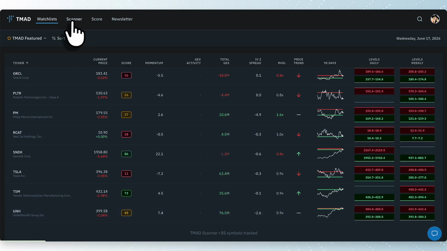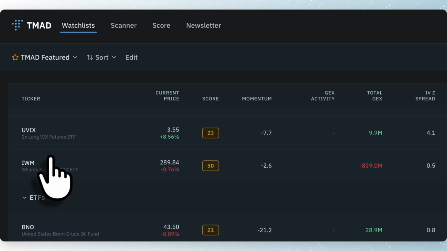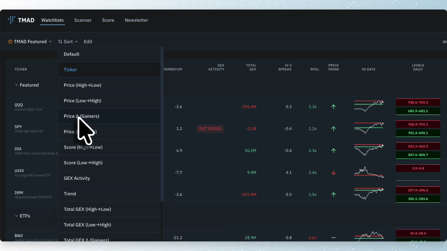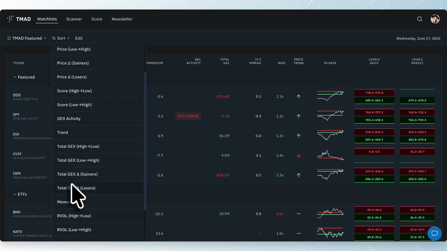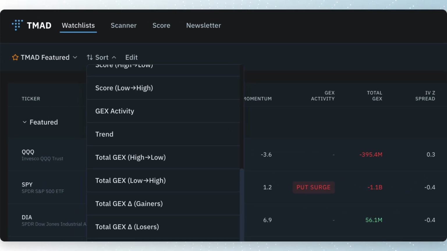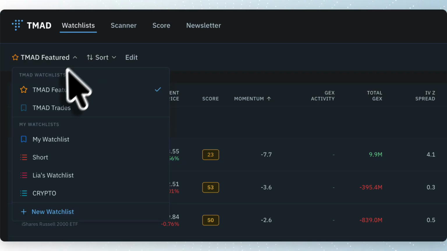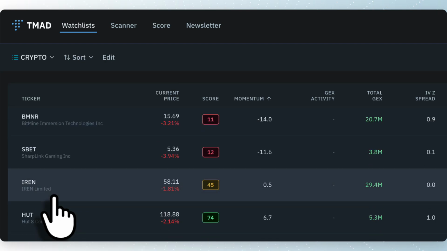You can, of course, categorize them based on alphabet, price, delta increase or delta decrease, high score, low score, JAX activity, trend. So there is all this momentum. Then you can create your own watchlist as well. These are my watchlist, Leah's watchlist. These are our trades, crypto. I have my crypto names there just for me.